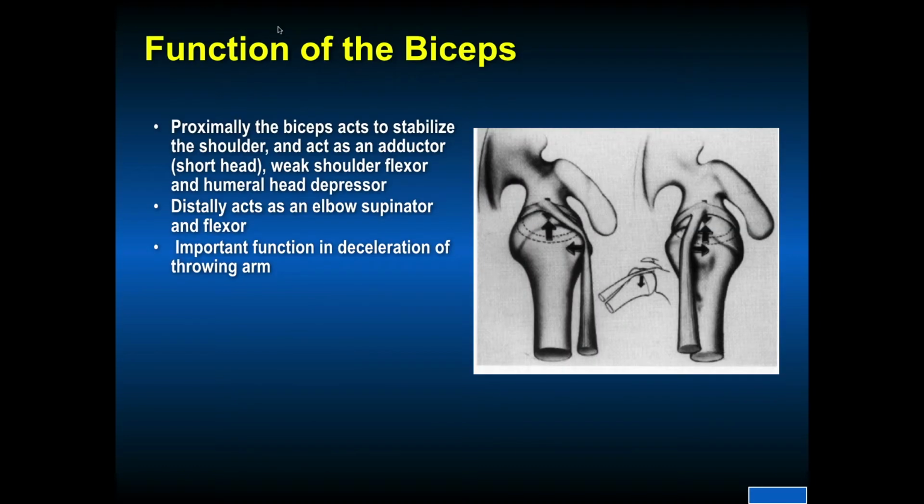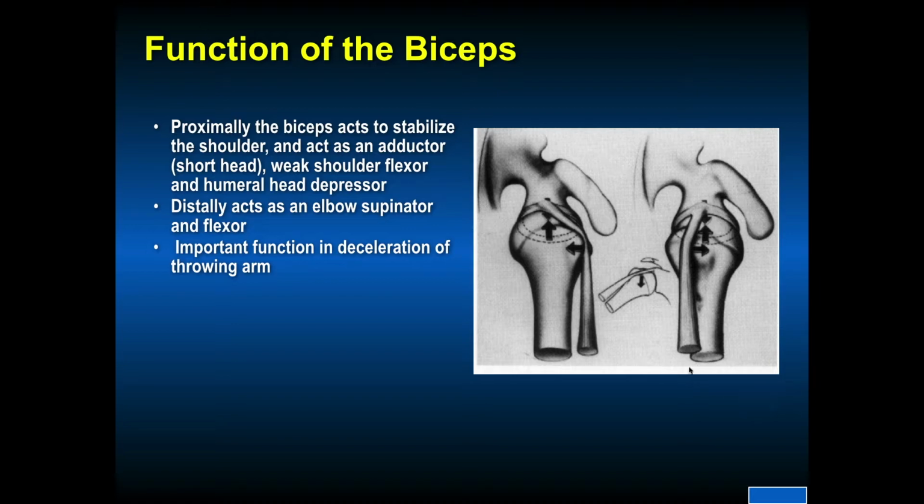The function of the biceps is to act as a stabilizer of the shoulder, acts as an adductor, that's the short head, a weak shoulder flexor, and humeral head depressor. Distally at the elbow, it acts as a supinator and flexor. It is important at the shoulder and the elbow in deceleration of the throwing arm.